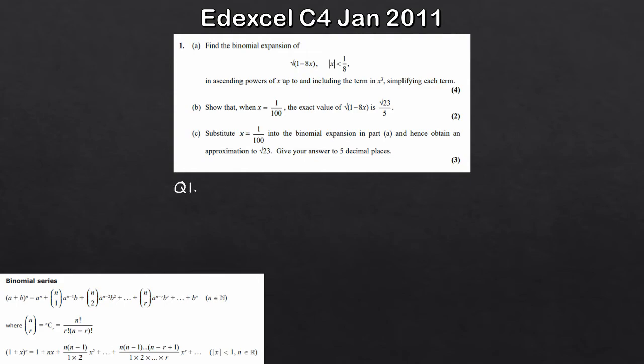Again, quite another standard exam question. These little parts are quite nice and easy. So as long as we can do the first part, the second two parts are nice and easy. So we're using here index notation. So this is 1 minus 8x to the power of a half. So again, power of a half is not a positive integer. So in that case, we use the bottom formula.